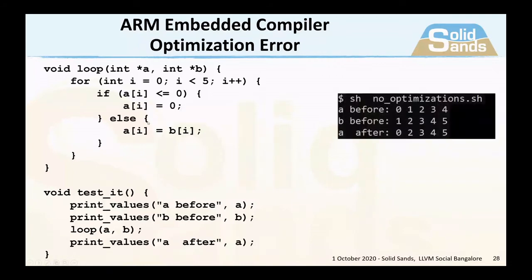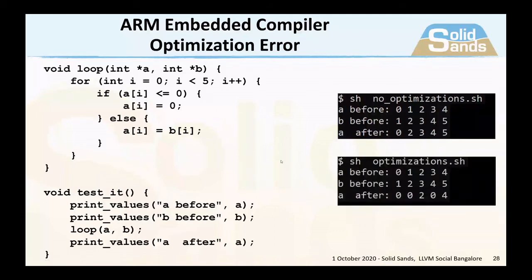Now, if we execute this without optimizations, the behavior is of course correct. So the first value of A is 0, so that is still set to 0. The other values of A are not 0, so then the values of B are copied. And that results in 0, 2, 3, 4, 5 being in A after executing the loop. However, if we now enable compiler optimizations in this compiler, the result is completely different and also completely wrong. So now instead of 0, 2, 3, 4, 5, the result is 0, 0, 2, 0, 4.